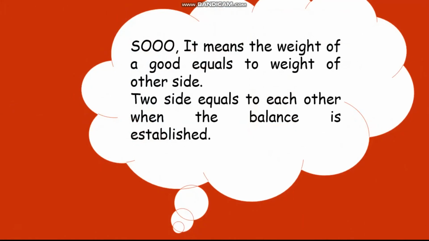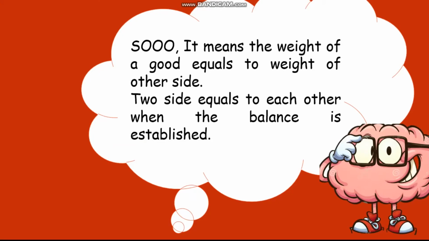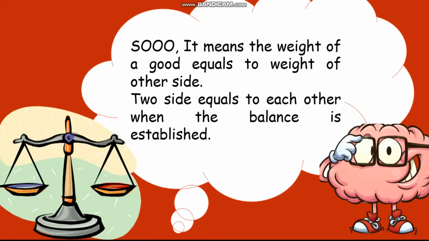As we see in our examples, it means the weight of a good equals the weight on the other side. And when we think about our examples, we can see that the two sides equal each other when the balance is established. Like that.